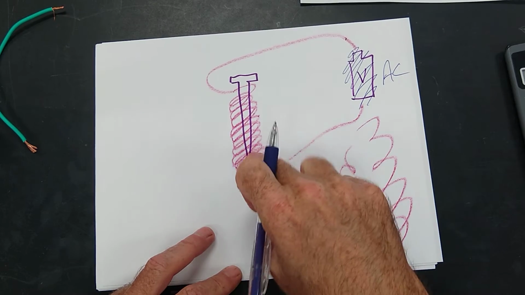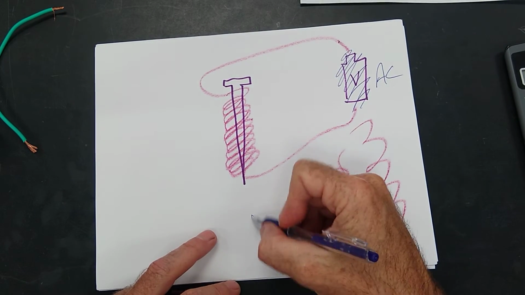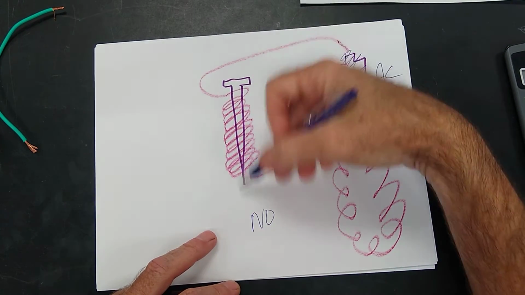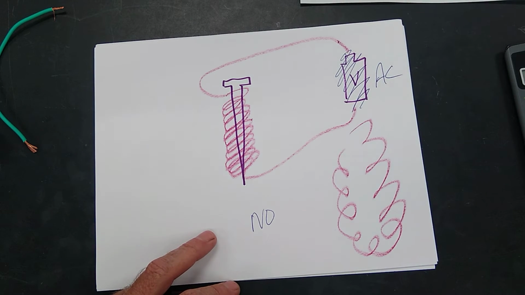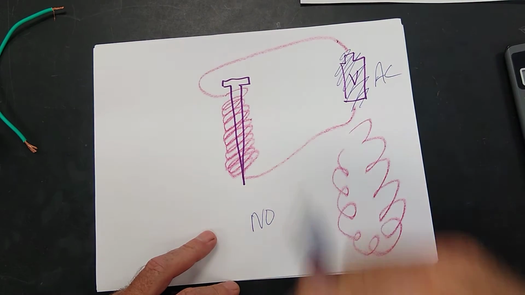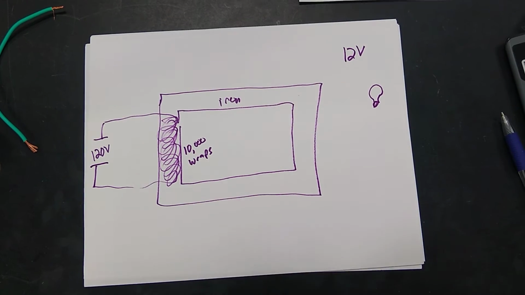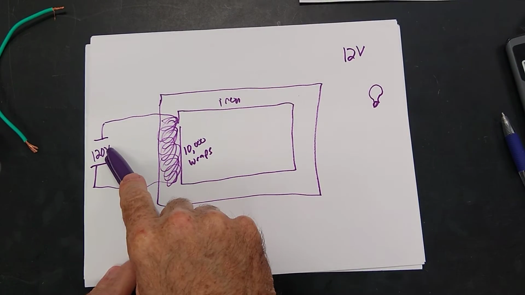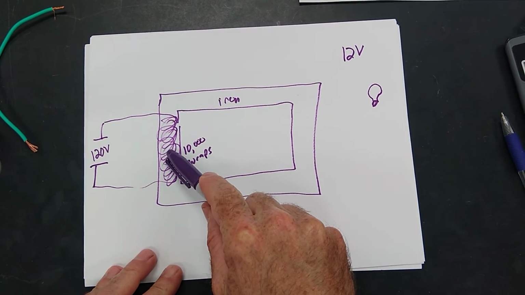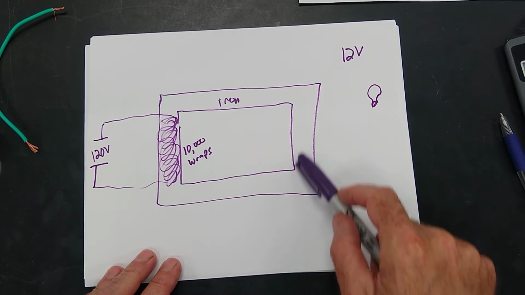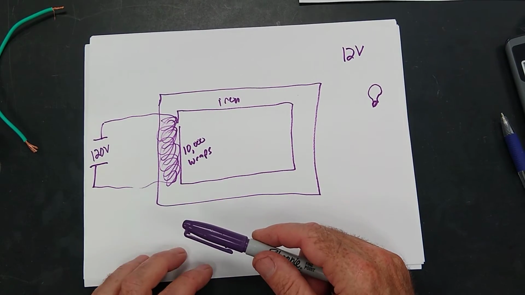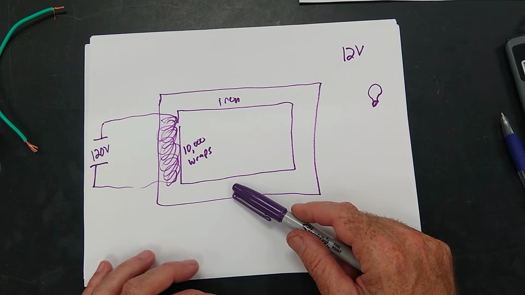Would this still be an electromagnet? No, because the current would be switching back and forth. That wouldn't be any good for us, but we can do something with this. All right, I've got a 120 volt AC source with 10,000 wraps on one side of an iron ring. What am I building? Yeah, I'm building a transformer.